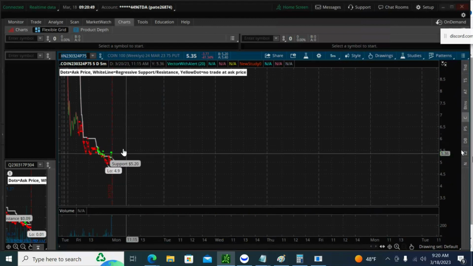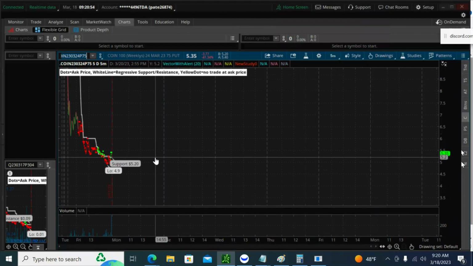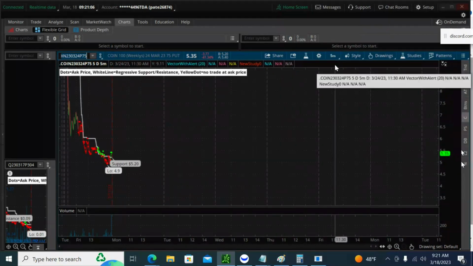So a lot of guys will do a debit spread on this to bring the cost down, so they're not having to pay 520 a contract. They're paying in the dollar-something range per contract. This is a 5-minute interval.